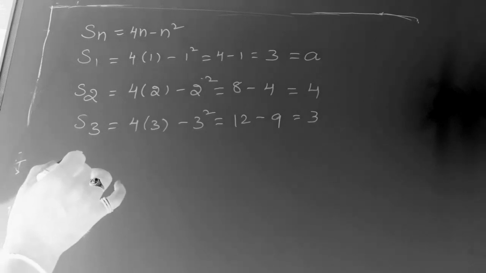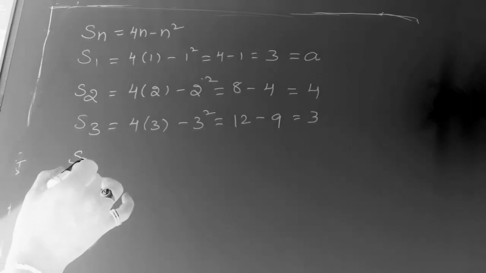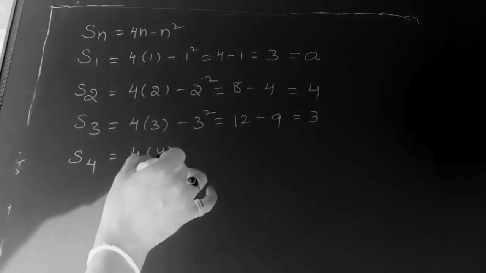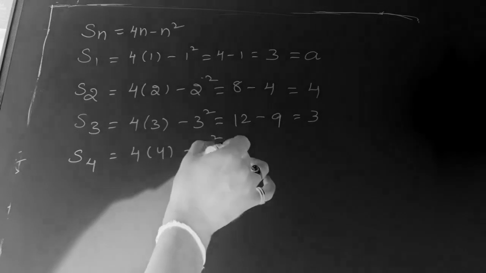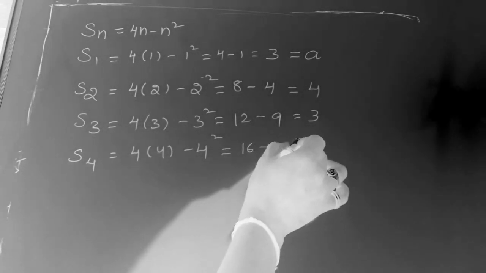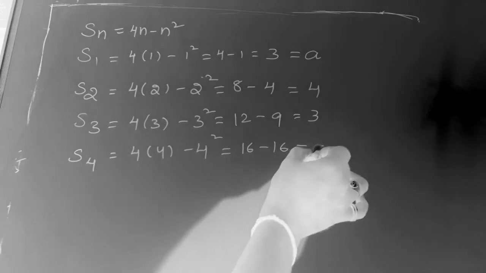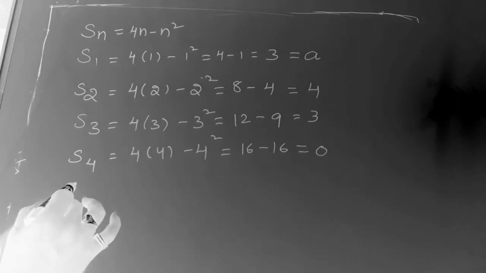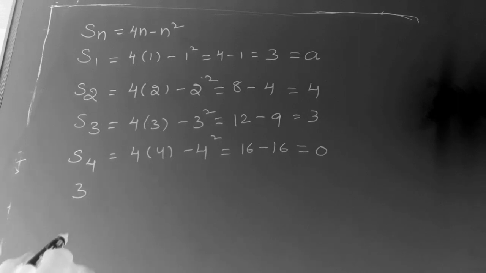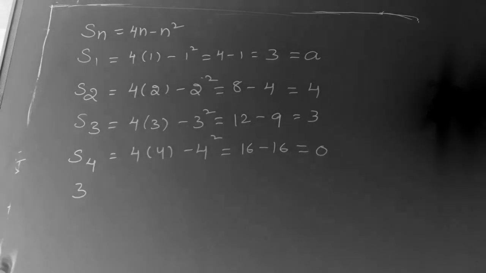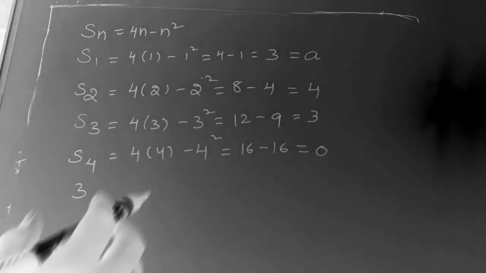Next, S4, 4 into 4 minus 4 square. 4 fours are 16, minus 16, so it is 0. So what I am getting here: the first term of the series is 3, S2 is 4, S3 is 3, S4 is 0.